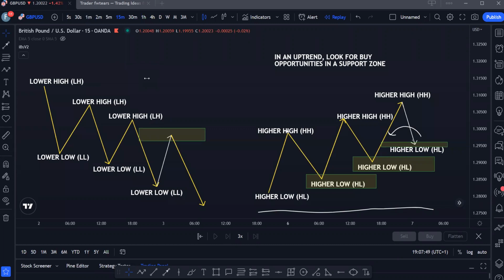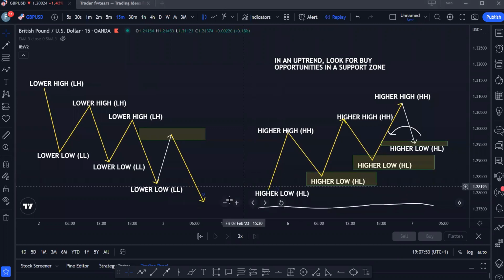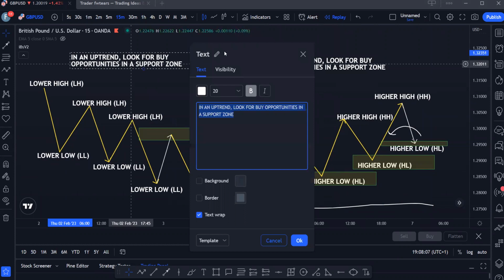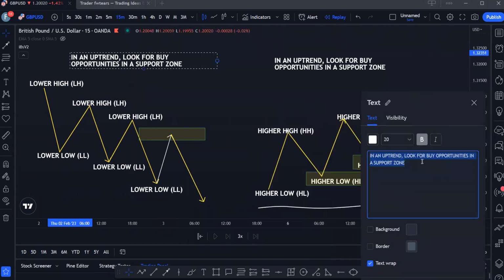Okay. So let's move on. The next thing that I will do right now is to go to the chart and then show you how this structure aligns. Good. So let me do the same thing for a downtrend. So in a downtrend, look for sell opportunities in a resistance zone. In a downtrend.